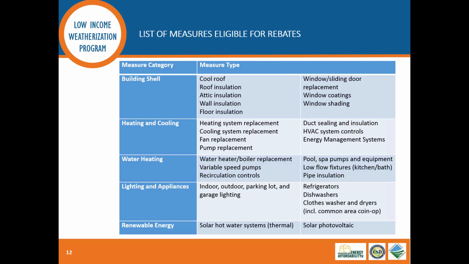We also have an opportunity to influence the leasing structure of common area coin-operated laundry systems. So if you're able to convince the owner to install a more efficient front-loading washing machine, for example, and they sign up for a new lease with their leasing provider of those systems, we can incorporate that into the incentive for this program. And then lastly, renewable energy such as solar hot water and solar PV.